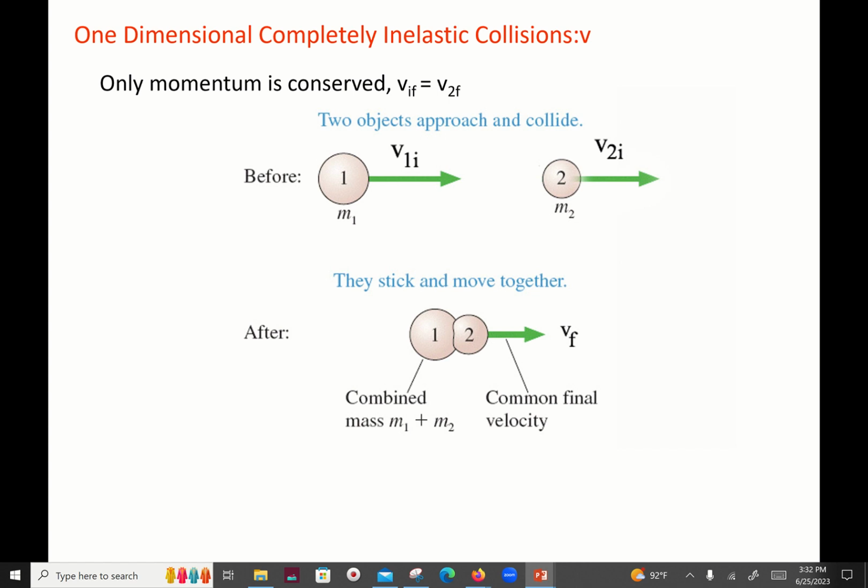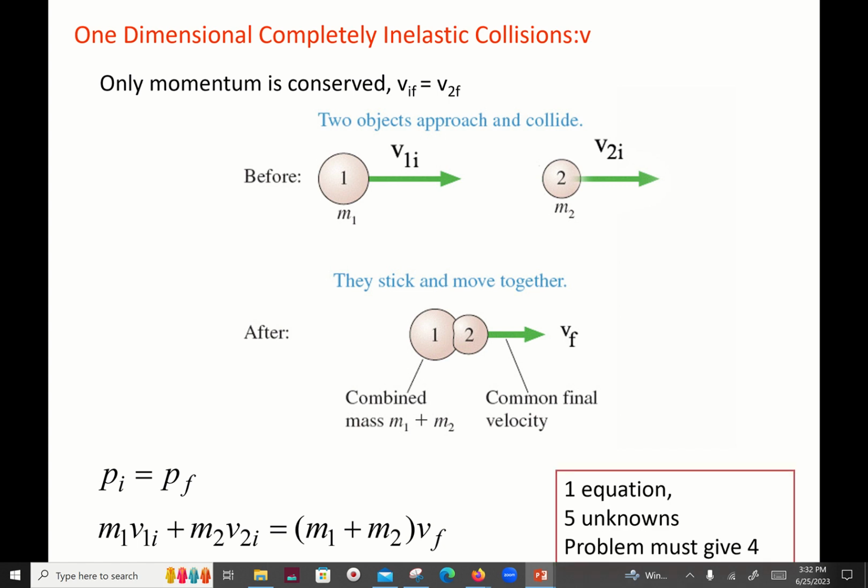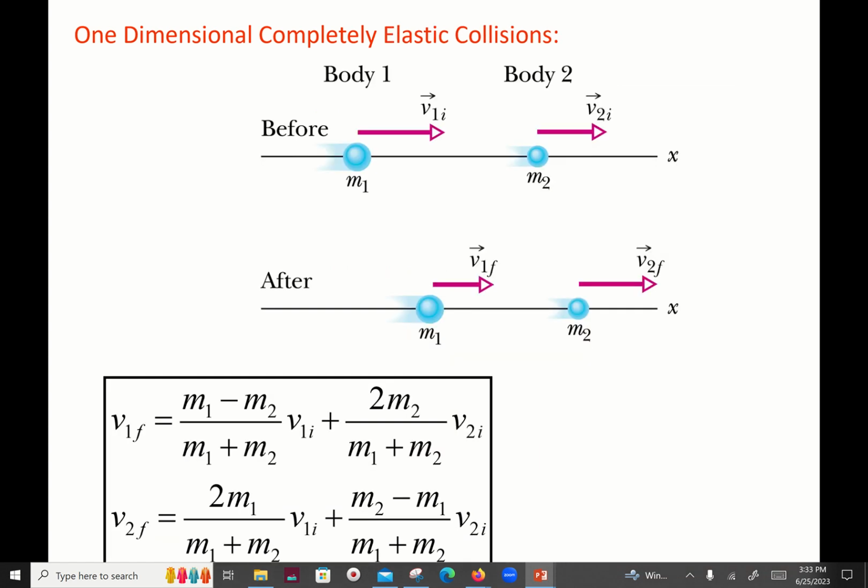If it's a completely inelastic collision, then the two objects stick together after the collision, and so afterwards they have the same speed vf, and so now my equation gets a little bit simpler for the final velocity. Now I have only 5 unknowns because I have 2 masses and 3 velocities. There's only one velocity to find after the collision, and so the word problem must give you 4 of those 5.